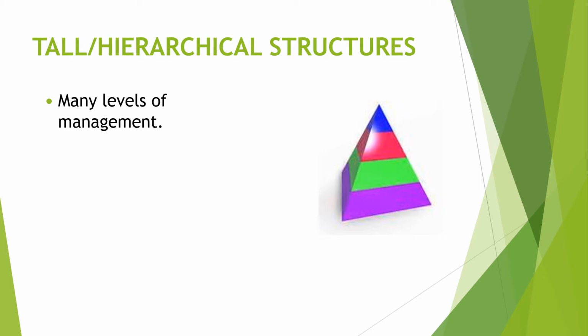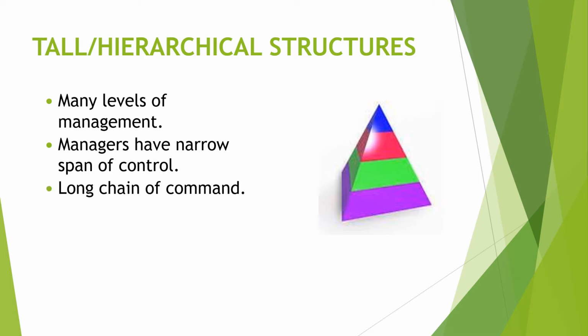With tall structures, there are many levels of management. Managers have a narrow span of control. Now, span of control means that these are the number of people that any manager has responsibility for. So in a taller structure, because there are a larger number of managers, you will find that each manager is in charge of fewer staff, which gives them this thing called a narrow span of control.